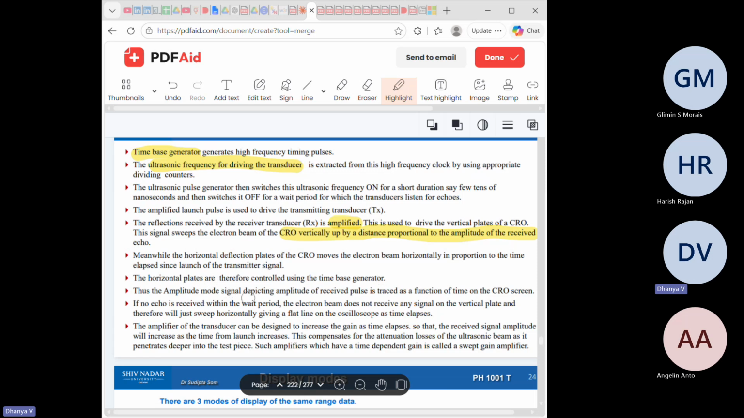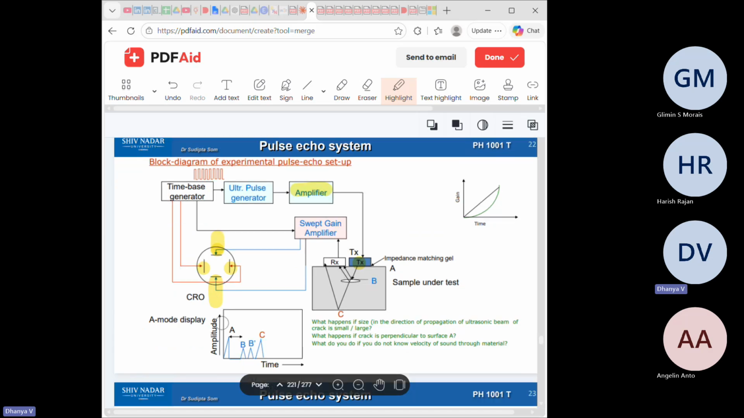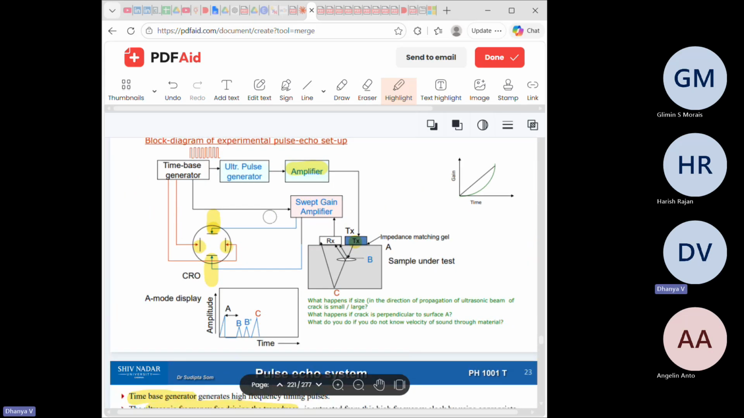Thus, the amplitude mode signal depicting the amplitude of the received pulse is traced as a function of time on the CRO screen. So the CRO will have its own screen, and this whole thing is traced over there. If no echo is received within the wait period, the electron beam does not receive any signal on the vertical plate and therefore is swept horizontally with a flat line.